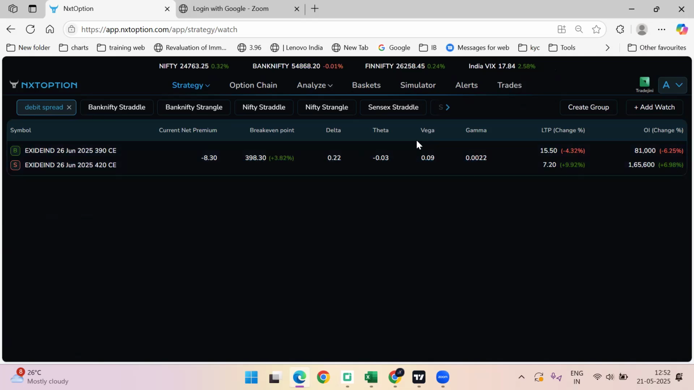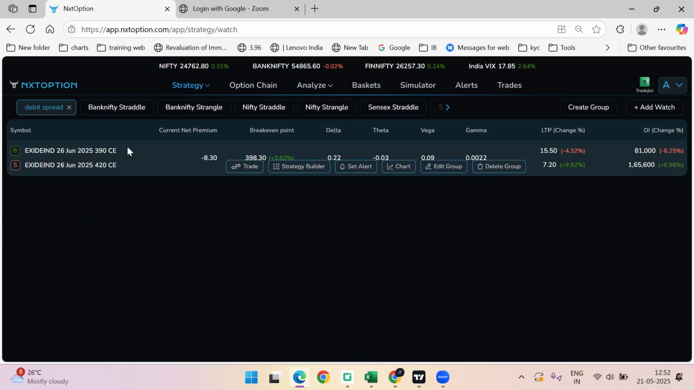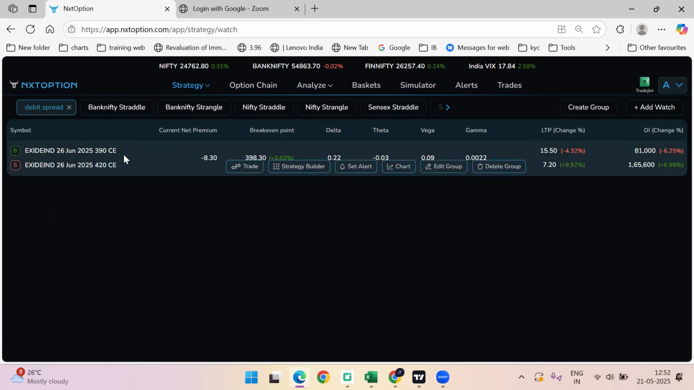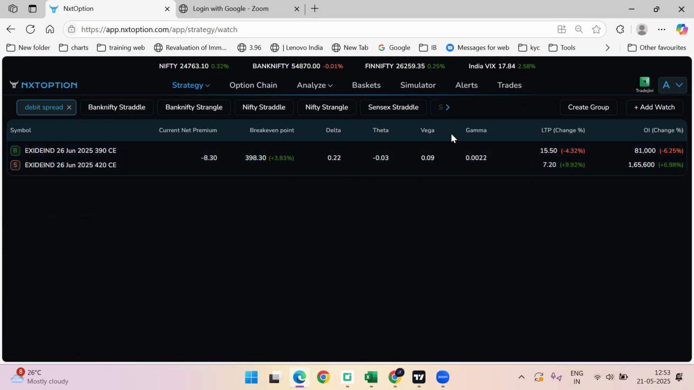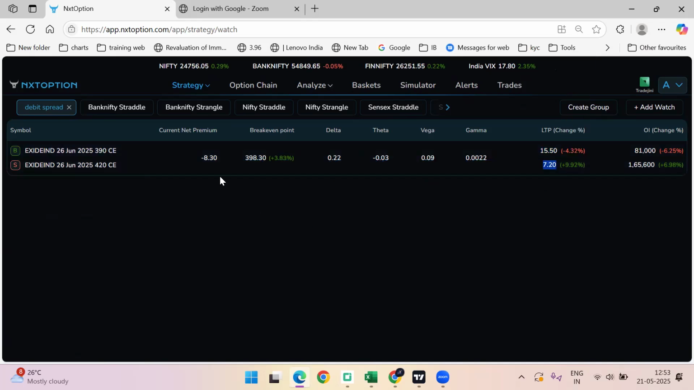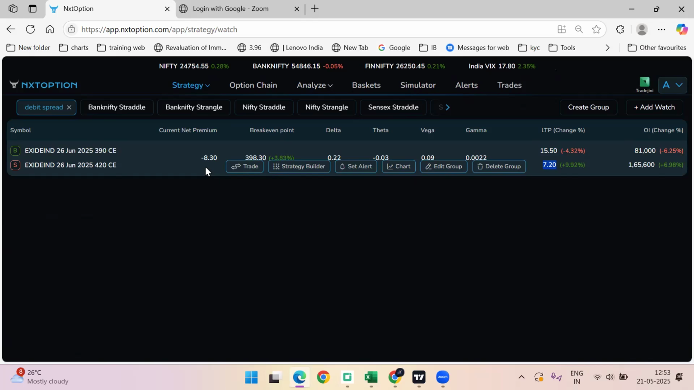Now, if the volatility in the stock increases, then the premium of the 390 call would increase at a higher rate when compared to the 420 call. As a result, due to the volatility, the jump in the 390 call premium will be higher when compared to 420. So I have a positive vega of 0.9. Currently I have to pay 15 rupees 50 paise and I will be collecting 7.2. The net premium is 8.3.